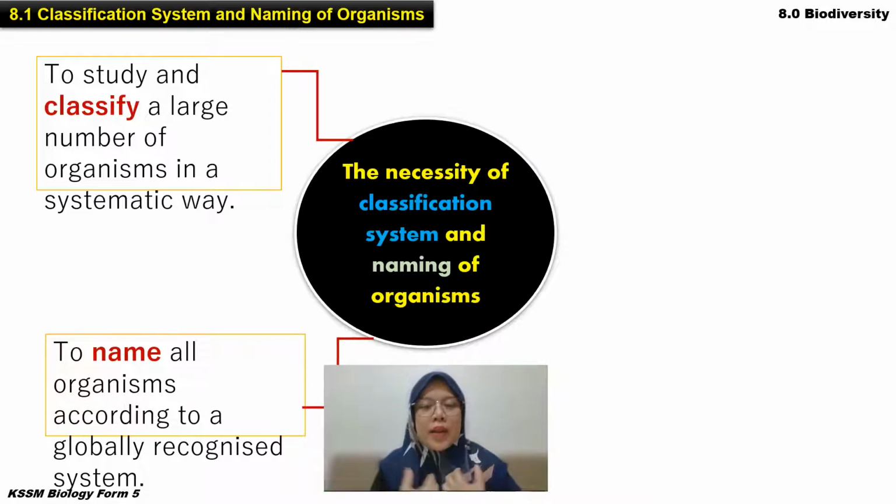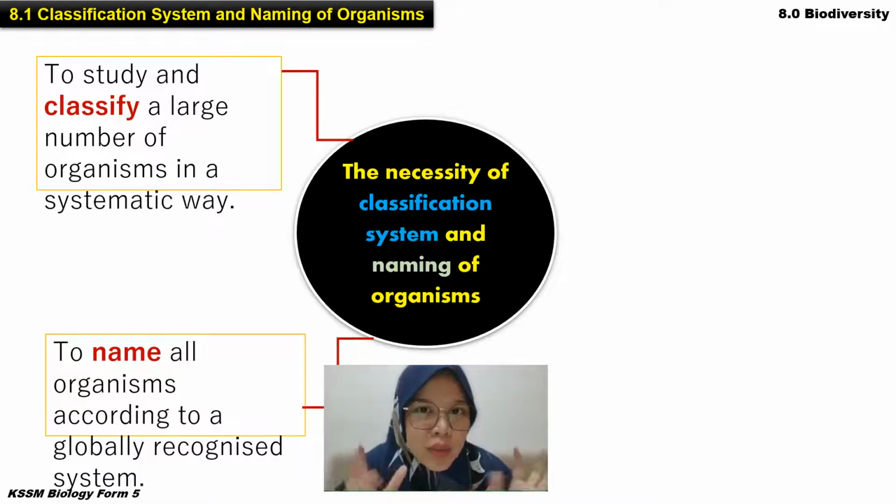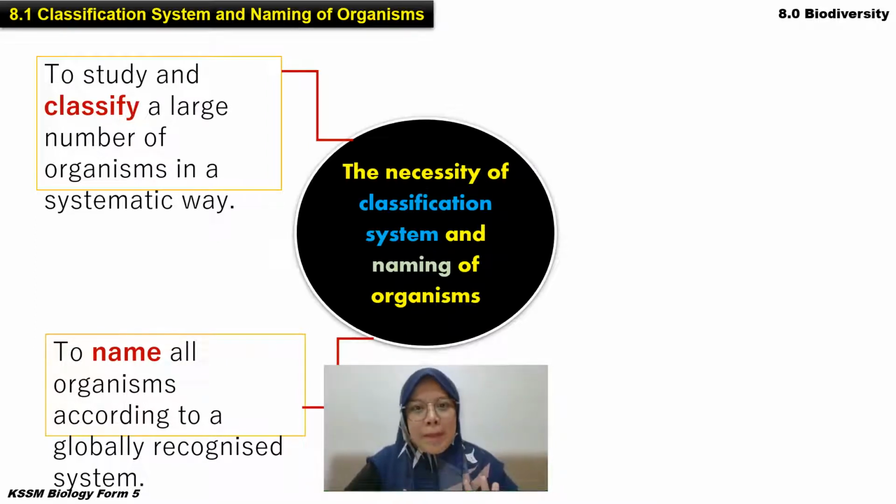Contohnya, kalau manusia, Homo sapiens, you go travel anywhere, you say that I'm Homo sapiens. So mereka faham. Kalau you cakap, saya ialah manusia, kalau you pergi Japan, then orang Jepun faham ke saya ialah manusia? Manusia tu mereka faham ke? Mereka tak faham. Okay? So we name according to the globally recognized system.